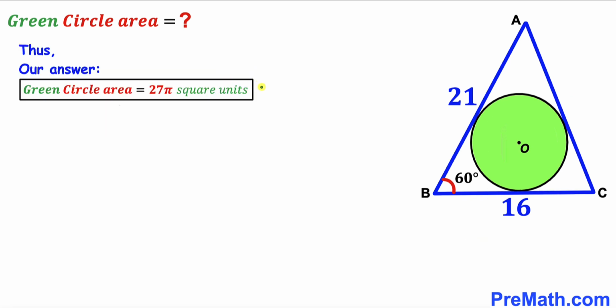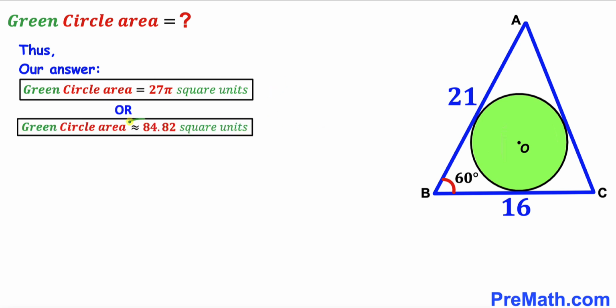Thus after all the calculations and manipulations, the area of this green shaded circle turns out to be 27 times pi square units, and that is approximately equal to 84.82 square units as well. So the area of this green circle is going to be 27 times pi square units, and that's our final answer.